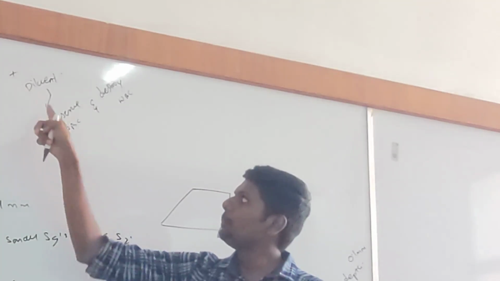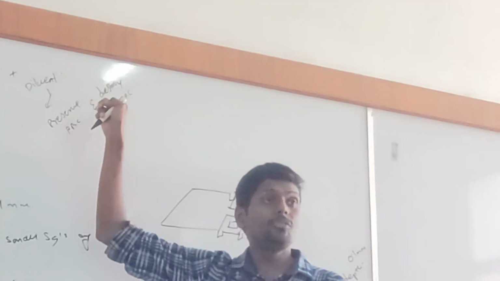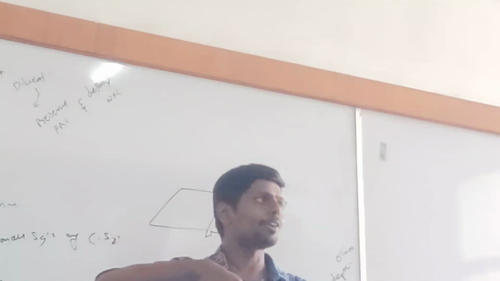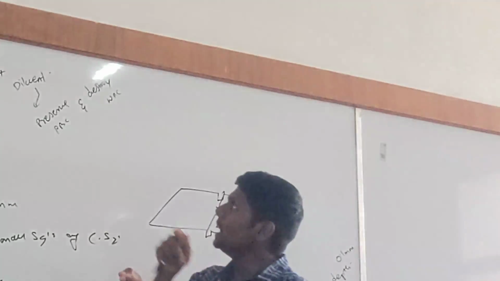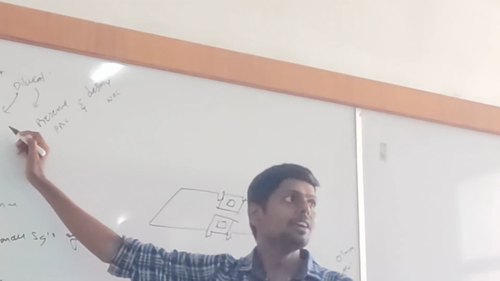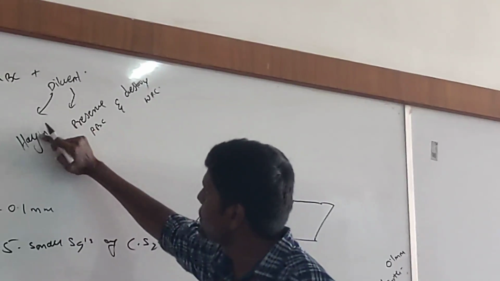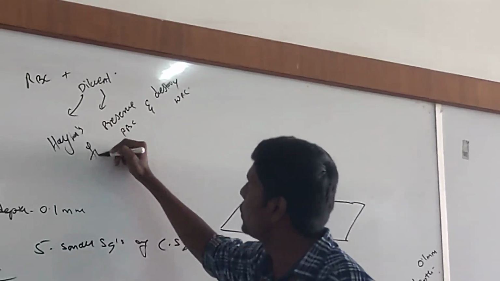This fluid will preserve the red blood cells and it will destroy the WBCs. If not, WBCs will interfere with our count. Okay, this fluid is called as... any guesses? Hayem's fluid.